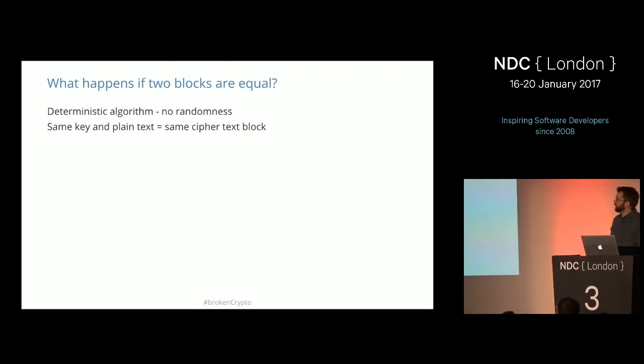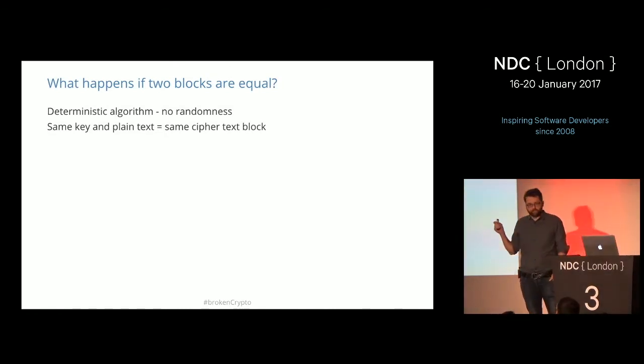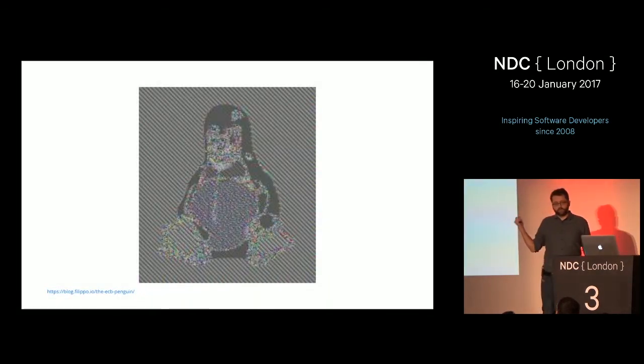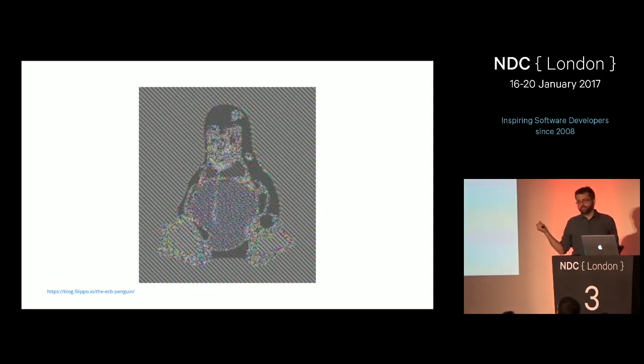But the problem is, what happens if 2 blocks are equal? Now, AES, for instance, is a deterministic algorithm. There's no randomness involved. So if you have the same key and the same plaintext, you get the same ciphertext block, which means if you encrypt the Linux Penguin, you can easily, from just studying the bits, reverse engineer the picture that's behind it.